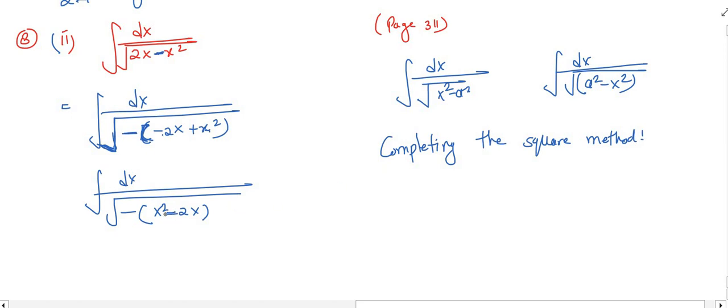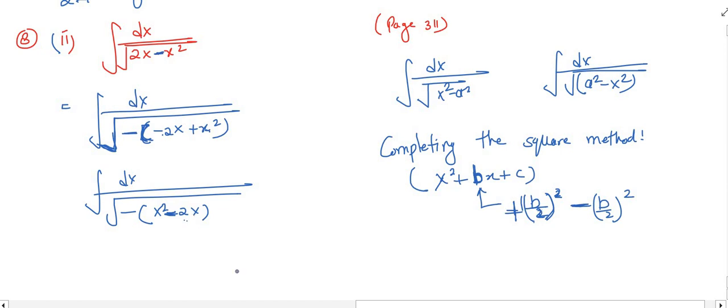Suppose you have x square plus bx plus c. So you have to complete it. Whatever is the coefficient of x, take half of it, square it, then add and subtract this term. I hope you got it. Take half of the coefficient of x, which is b by 2, square it, which is b square by 4, then add and subtract it in the expression.